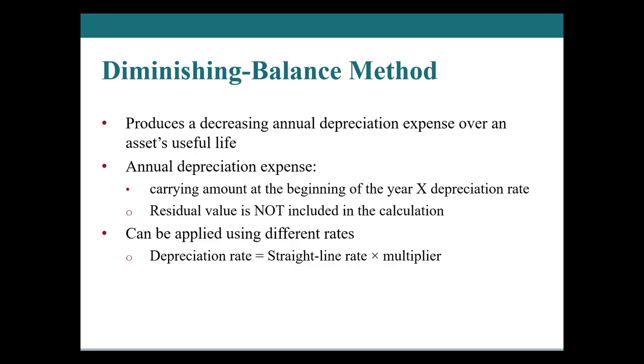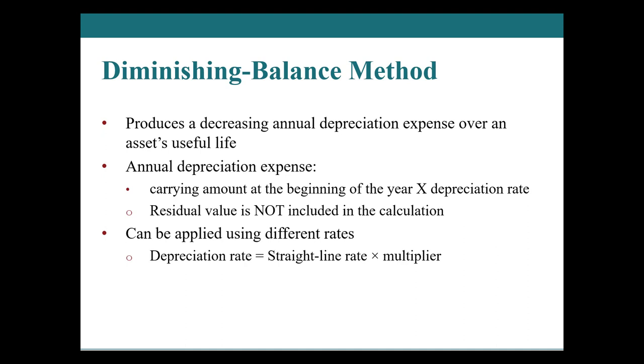All right, so that was straight line. Let's look at the second method, diminishing balance. This produces a decreasing annual depreciation expense over an asset's useful life. This means that we depreciate the asset the most at the beginning of its life, kind of like how we would see a car's value decrease the most at the beginning. Then as we get towards the end of the asset's useful life, the depreciation expense declines. So each year declines, hence it's called the diminishing balance method.